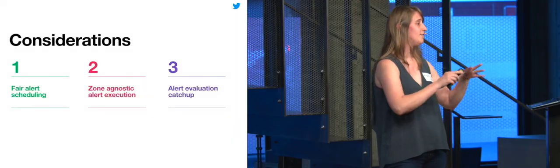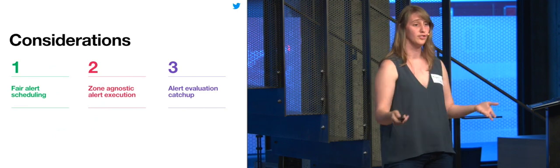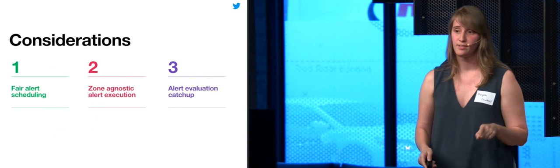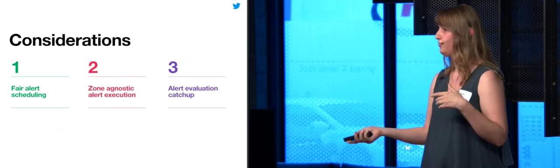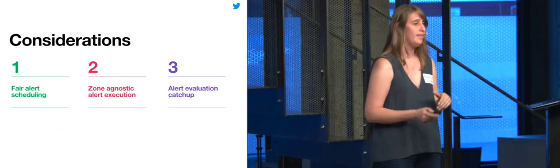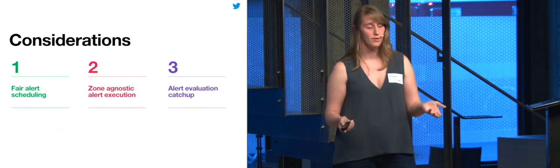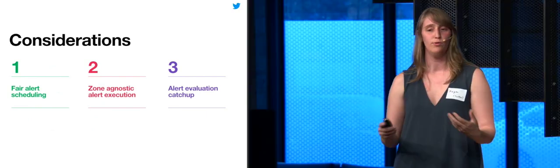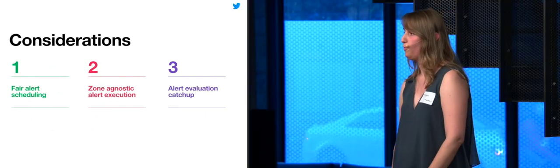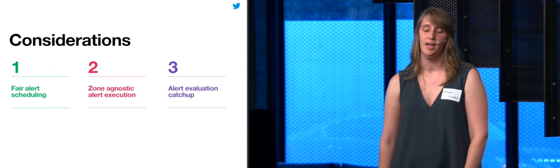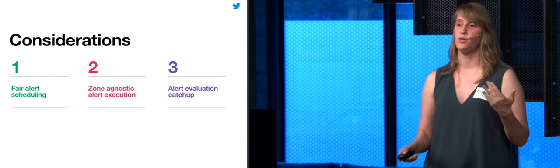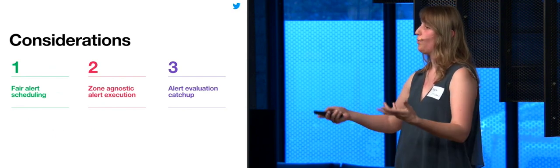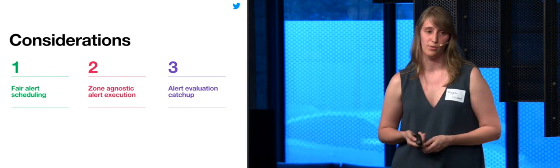For now, I'd like to bring it back to what our considerations were that resulted in this architecture. So the first one was fair alert scheduling. You don't want one person's alerts to cause other alerts to be unreliable. If you have more than one zone, and you think you might have more than one zone, you might want to consider being zone agnostic so that you don't lose visibility in full or partial zone failures. And then catching up alerts, making sure that you can restart shards, or that deploys do not impact the reliability of your alerts.